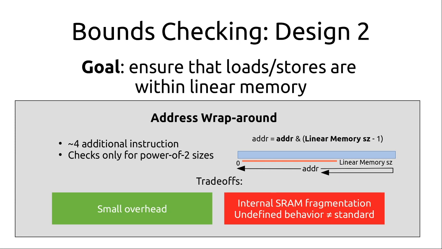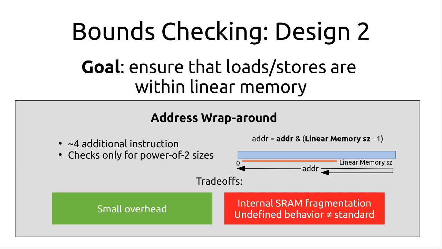So what this essentially does is it assumes that linear memory is always a power of 2 size, and will take the addresses that we're trying to access on loads and stores and will wrap them within that power of 2 size just using masking. So you can see an approximation of that functionality in C on the right. This adds about 4 additional instructions.